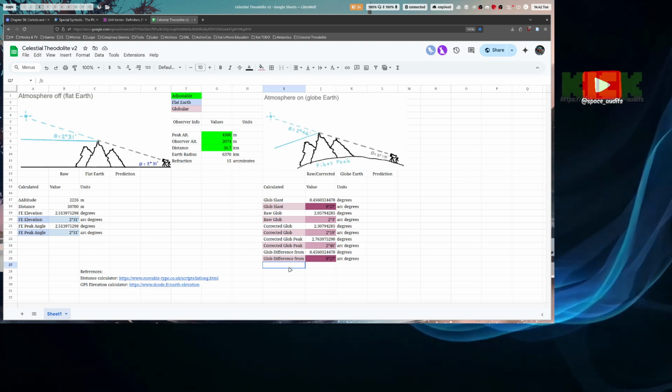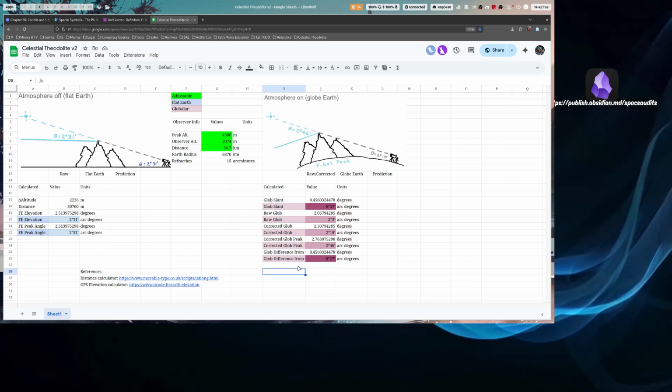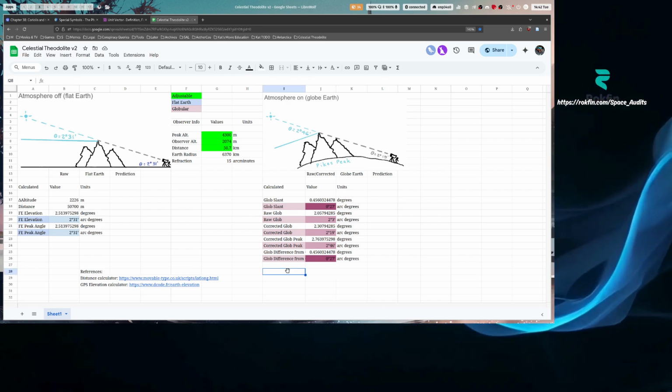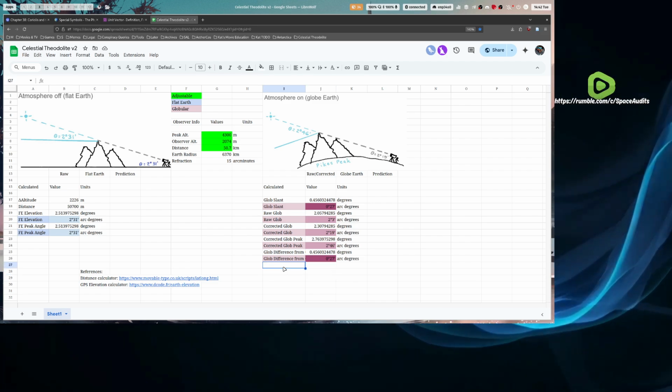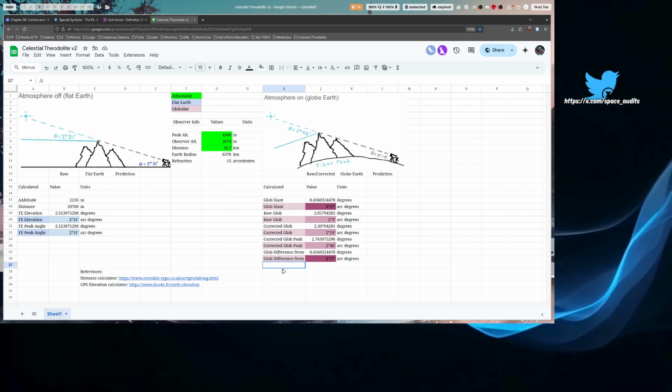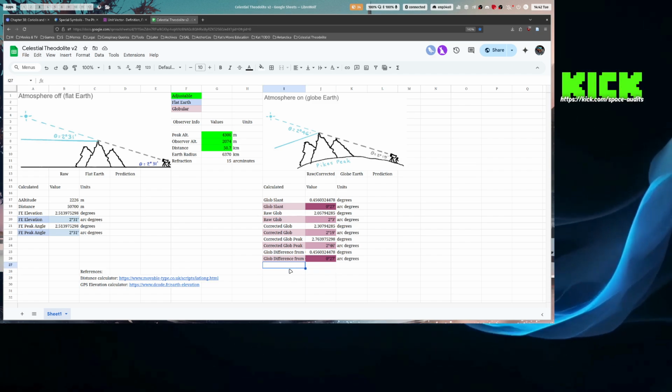But the thing is, it would be great if at the same time the peak elevation is measured, right? Because that would be different for the globe Earth at the same time, right?